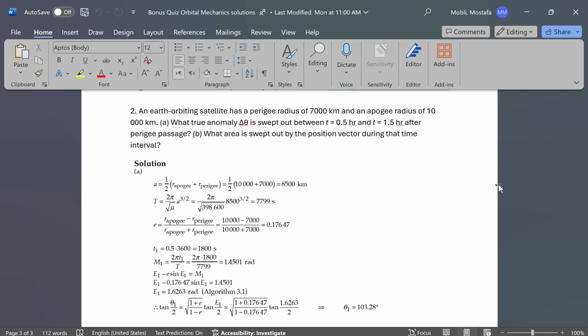Yes. You can rearrange the whole thing to give a function for theta that is calculated from E. So you have E, just plug it in, you find theta. The value of theta that you're going to find is going to be 103 degrees for this half hour after perigee.